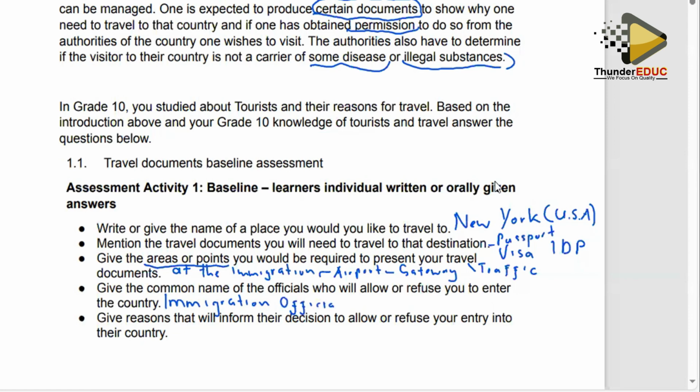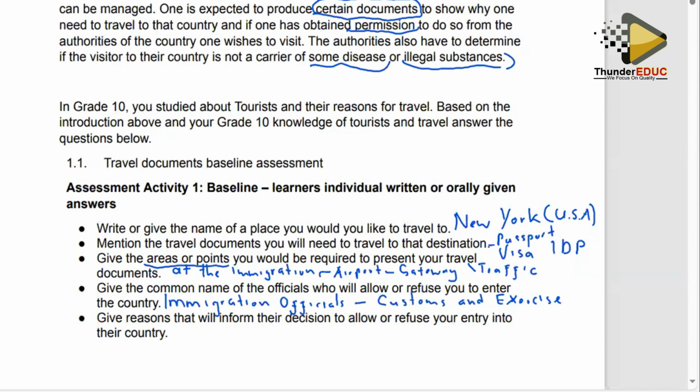Then besides immigration officials, we also have another department which is known as the Customs and Excise Department. These are responsible for monitoring the movement of goods into a country and also outside a country. So we have the Customs and Excise Department as well.